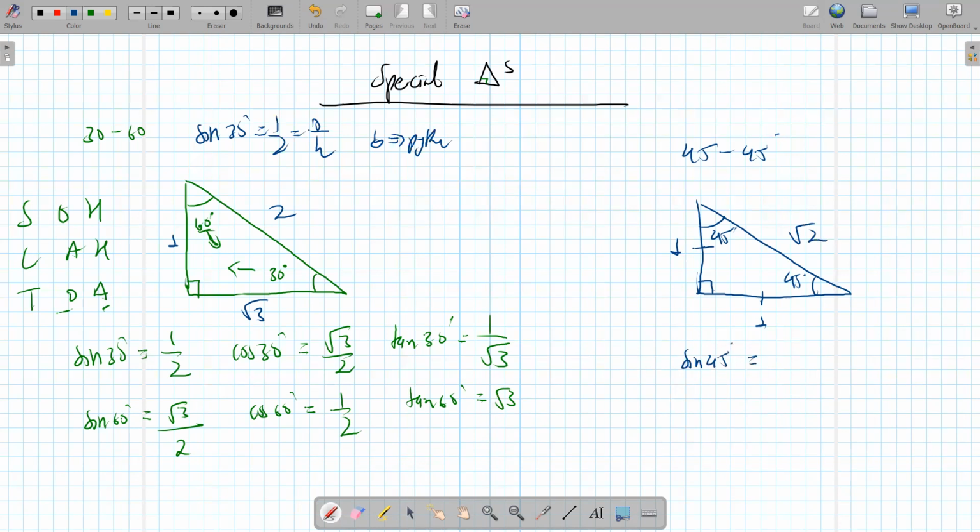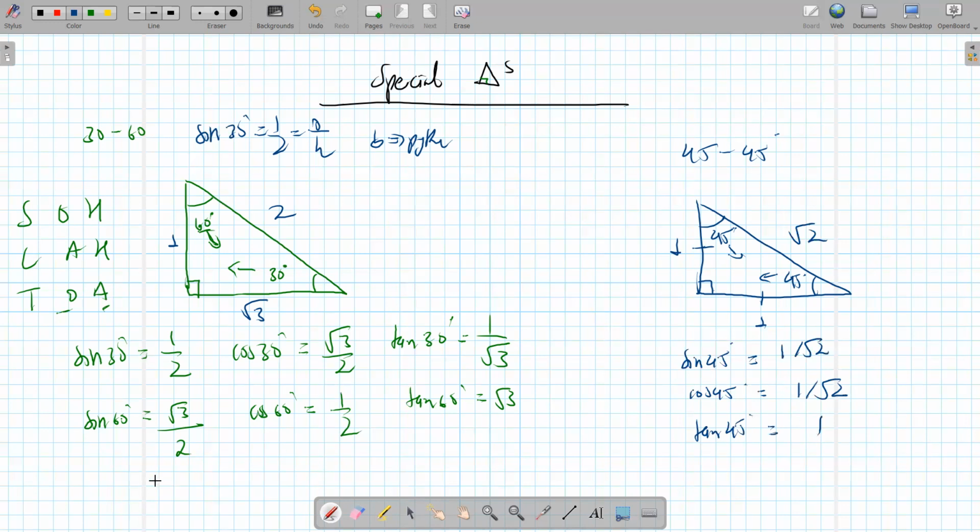Sine 45, again, it doesn't matter which angle you look at it from because they're both the same, so you can use either one of them. Opposite from both of them is still 1, and the hypotenuse is root 2. What's cosine of 45? One over square root of 2. Yep. What is tan of 45? Just 1. Yeah. And you're done.